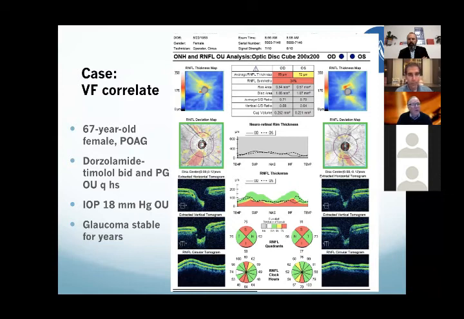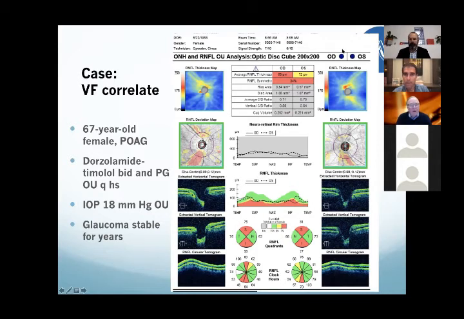They're now 67. They're on, you can see these medications, dorzolamide timolol combination twice a day, and they're on a prostaglandin at night. And their initial pressures were, I think, somewhere in the mid, maybe 26, 27 range OU. And they're pretty good at 18. And their glaucoma lately has been stable, but you can see there's a significant nerve fiber layer dropout inferiorly that's picked up on the OCT in the right eye, and not quite as significant in the left, but definitely you can see dropout.